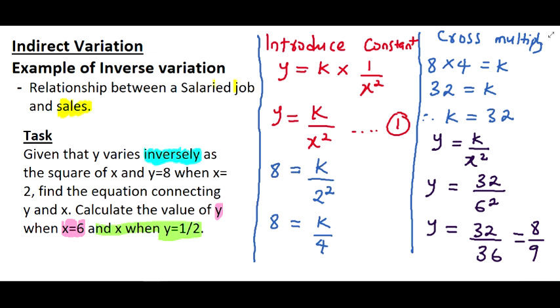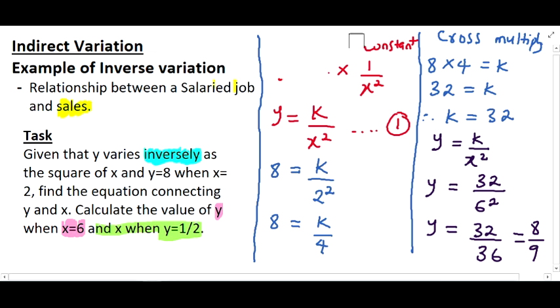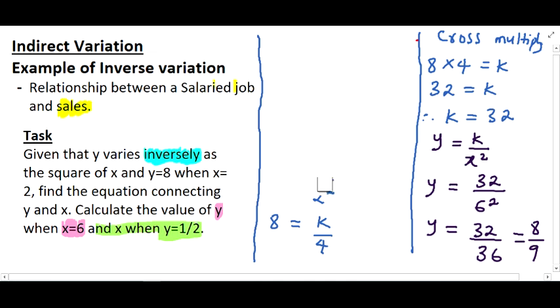Okay, let me clean this part. I want to solve for the next part of this question, which is the last phase of the question. Let me say find x, which means x is now unknown when y is equal to 1 over 2.